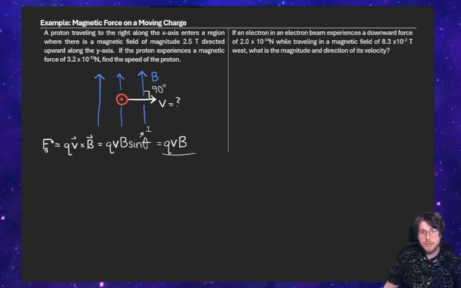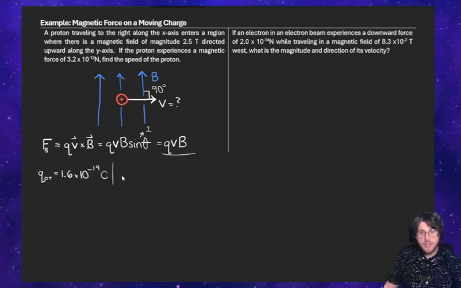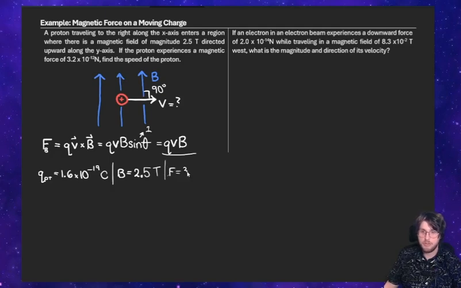So now we just need to think about the quantities we have. Note that there's no charge given to us in the text of the problem. That's because AP expects you to know that the charge on a proton is the elementary charge. So down here, recall that the charge on a proton or an electron is always 1.6 times 10 to the negative 19 coulombs. Beyond that, we have the magnetic field strength, that's 2.5 teslas, which is really strong, by the way. And finally, we have the force acting on the particle, which is 3.2 times 10 to the negative 12 newtons, of course.